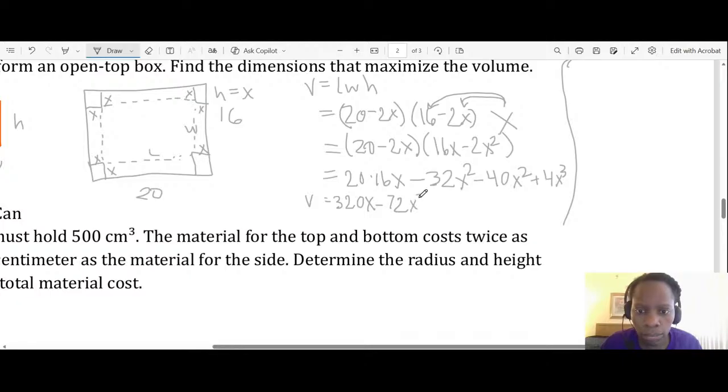X squared plus 4x cubed. And v prime is equal to 320 minus 72 times 2 is going to be 144 x plus 12x squared.